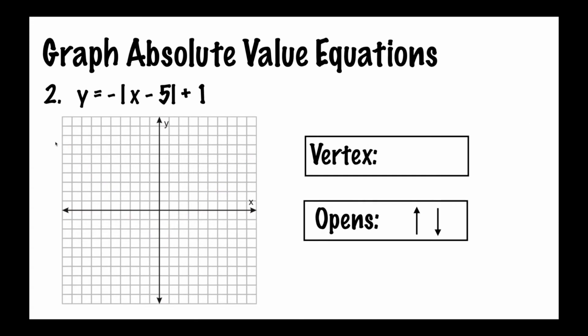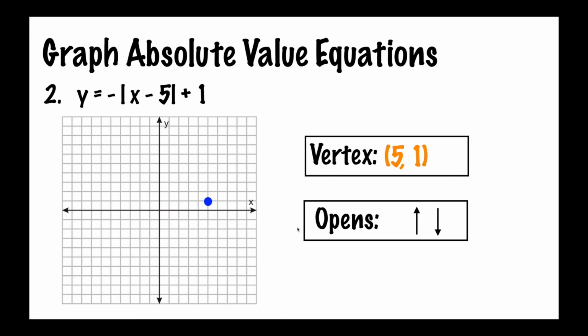For number 2, we again start with the vertex. We take the value that's inside with x, and that one is going to change sign. So we're going to get a +5 there. The one that's out here is going to stay the same. So we're going to get (5, 1), and I will plot that.